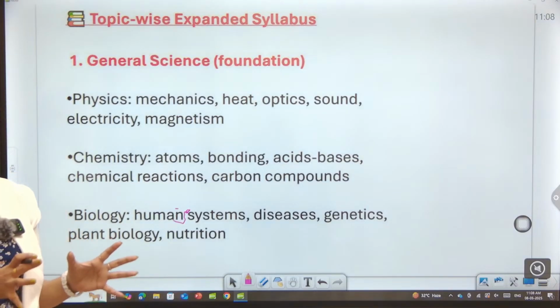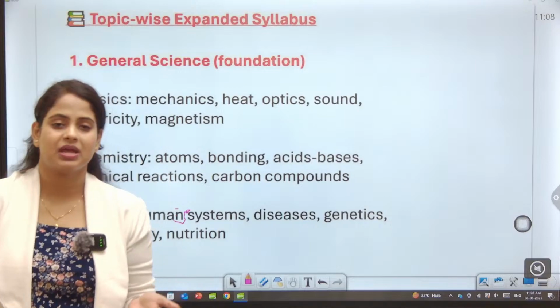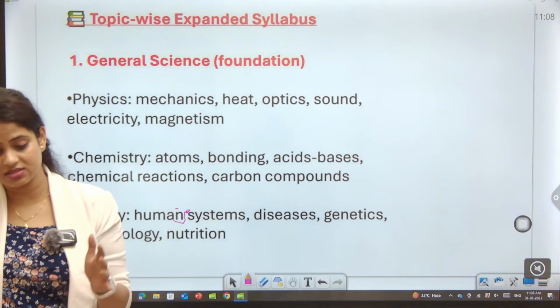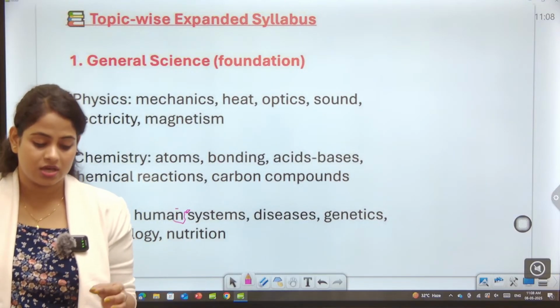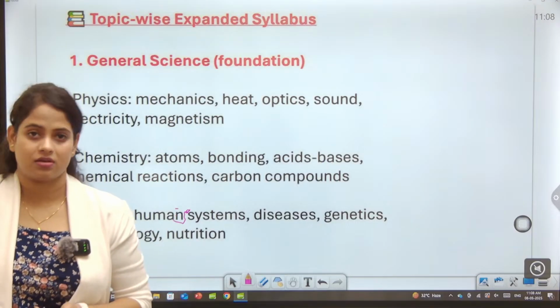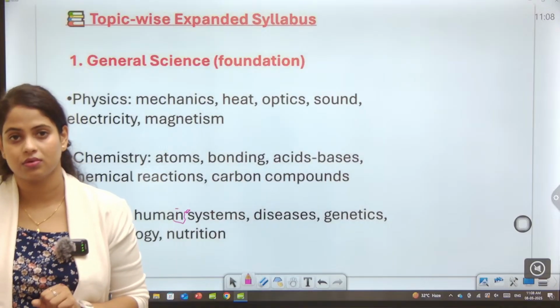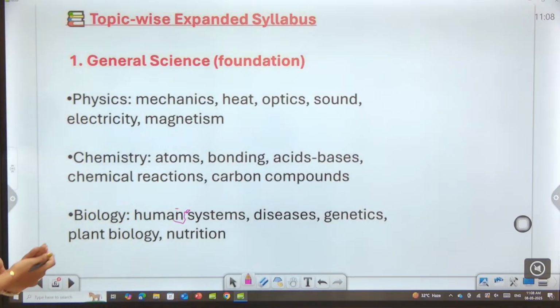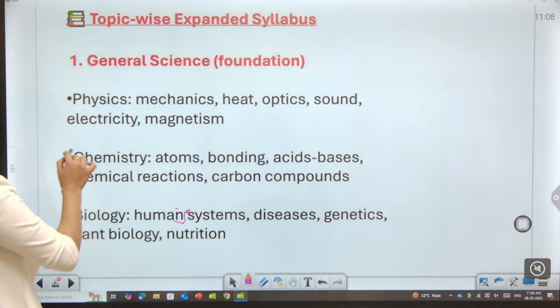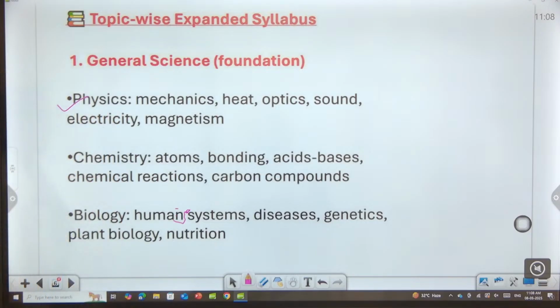So maybe guys, sometimes it is seen that science students have borderline overconfidence, which may not lead to a good result. Okay. So guys, let's see the general science foundation, that is physics.